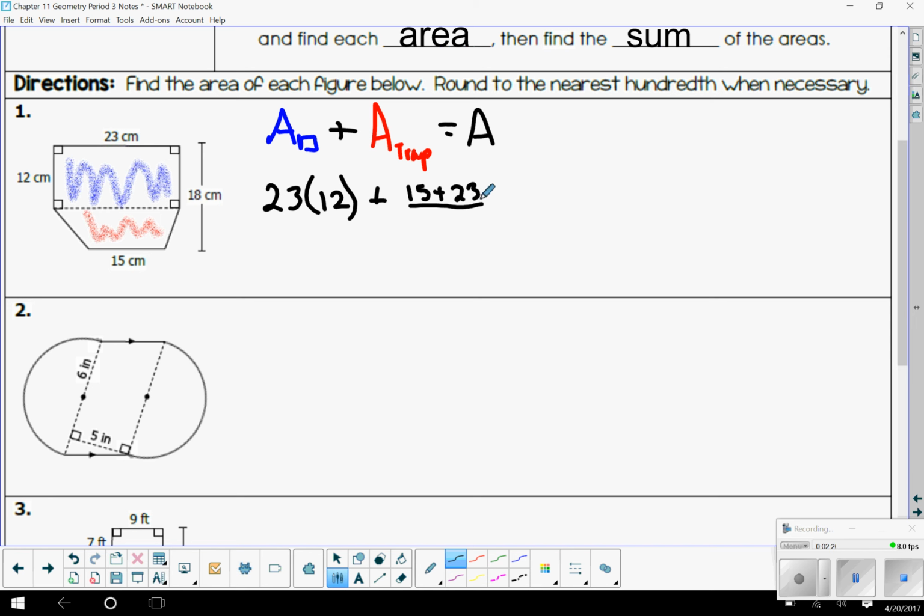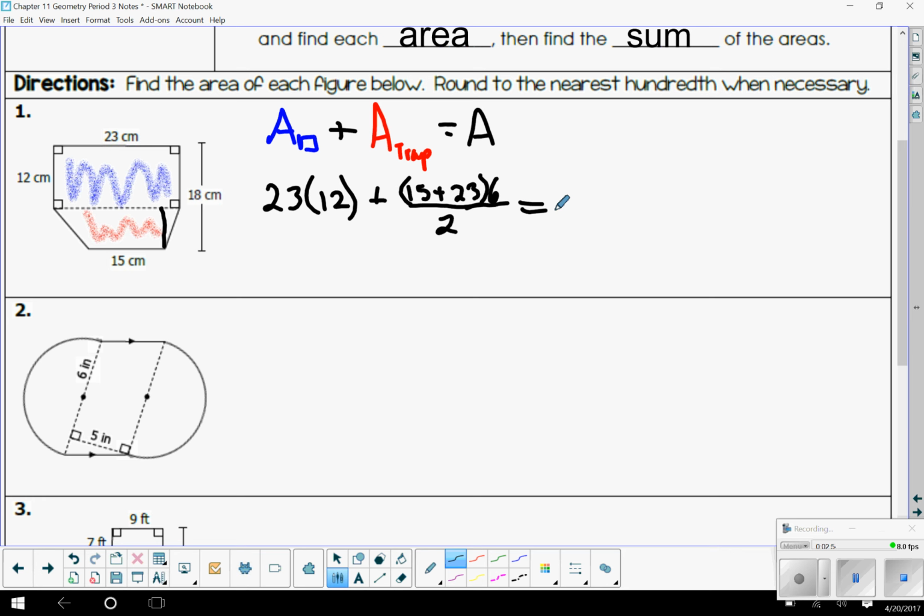Wait, what? I'm doing the bases, right? Just doing the bases. We're going to do the height. We're going to divide it by 2. Where's the height? So if this whole thing is 18, and that's 12, what is this? 6. There you go. Good question. I just kind of did it backwards. Sorry.